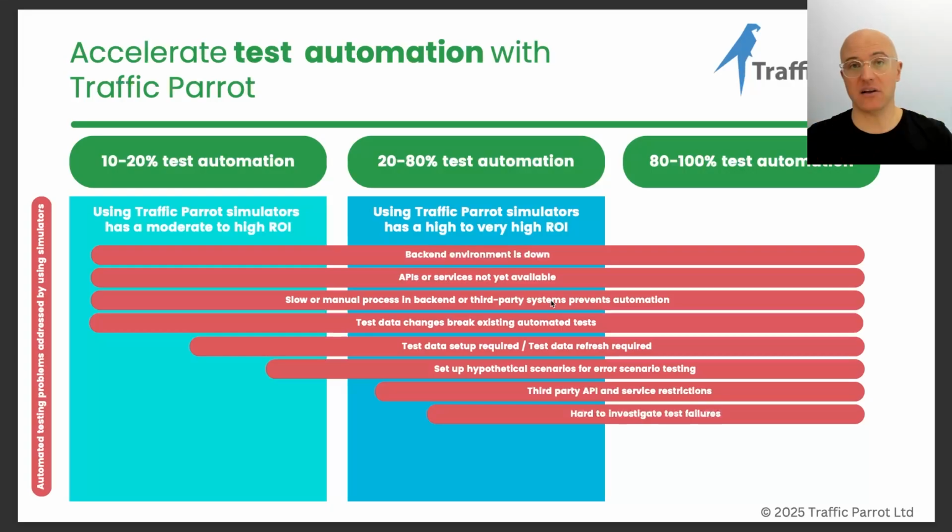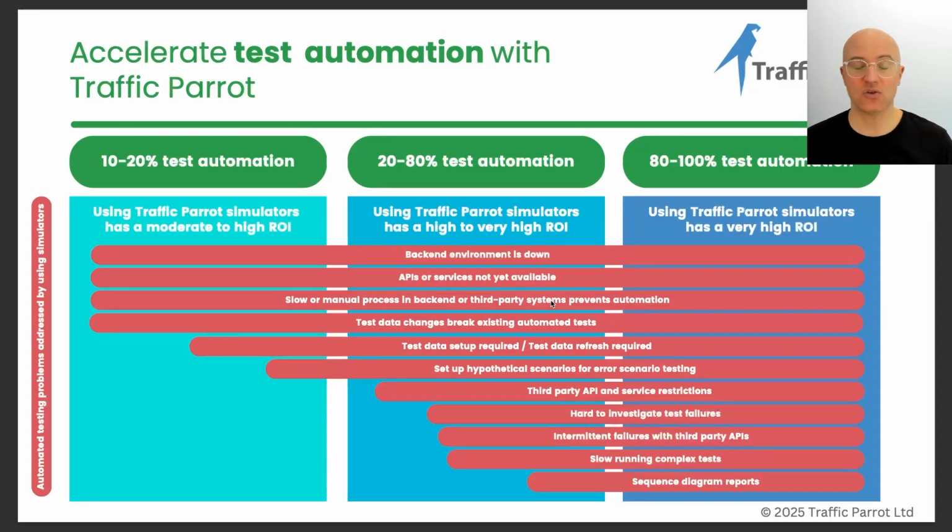And there's been in 2025, the World Quality Report that's mentioned that companies typically stop at 30 to 40% test automation for a lot of these reasons, actually. And the reason is, it's really hard to do test automation if you don't use service simulation or API mocking, like we've just described. And if you want to get to full test automation, it's close to impossible to actually do it without tools like Traffic Parrot.